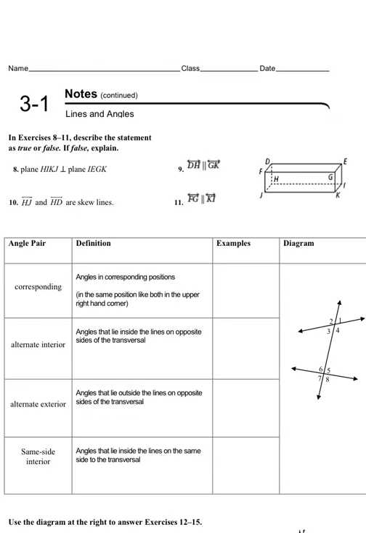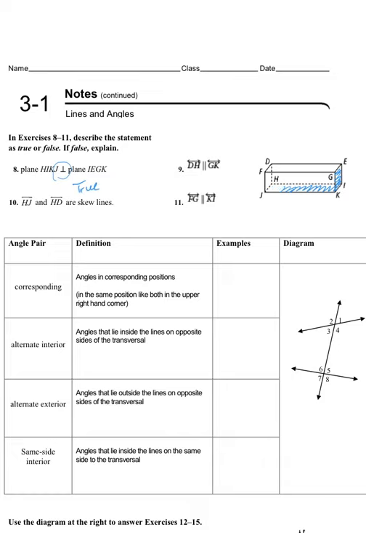All right, so we're going to do some true-false questions. So the first question says plane HIKJ, that's this bottom plane, is perpendicular, this is the symbol for perpendicular, this upside down T, to IEGK, so this one. So are those perpendicular? Yes, they cross at 90-degree angles, so we say that that is true.